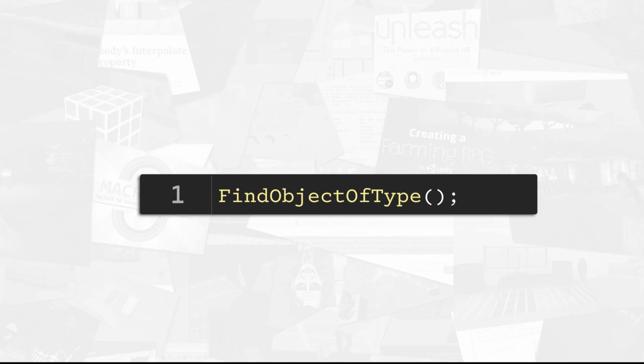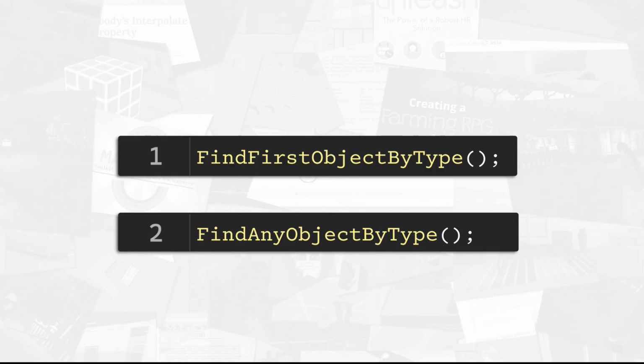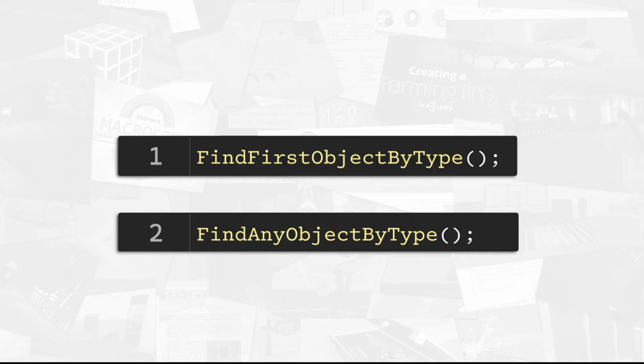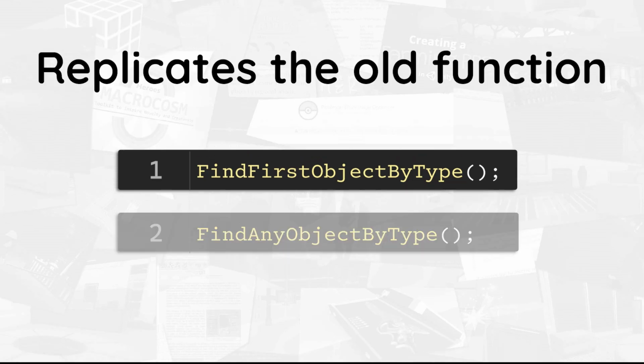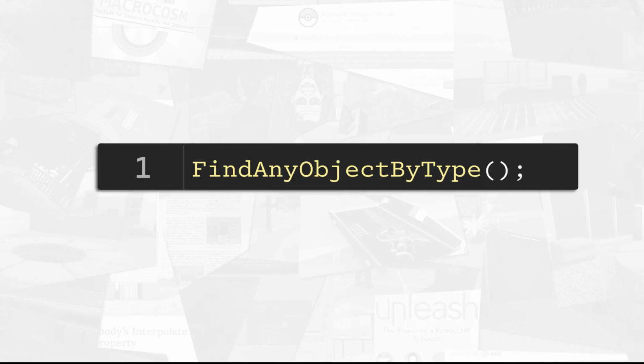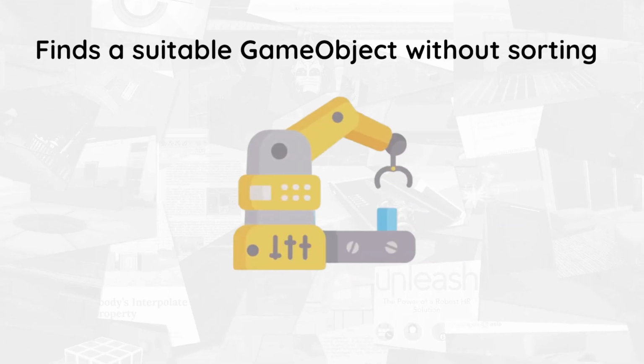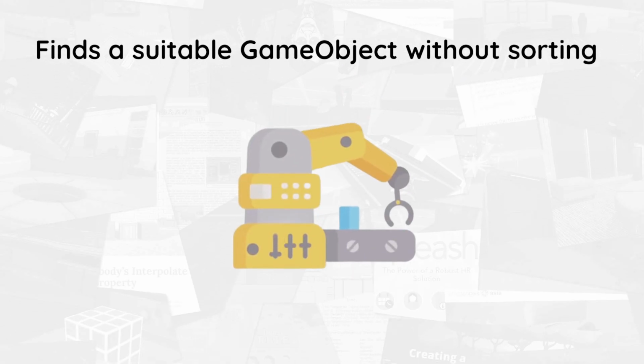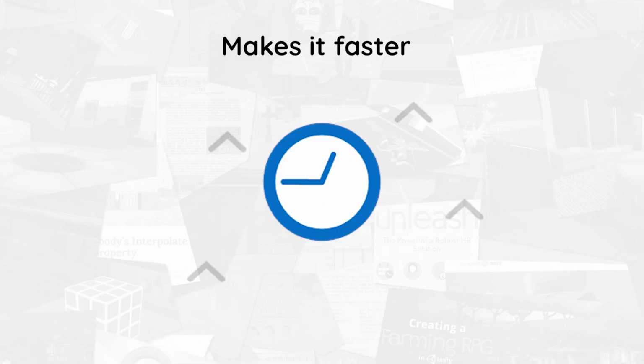The FindObjectOfType function was replaced with FindAnyObjectByType and FindFirstObjectByType. The FindFirstObjectByType function replicates the old functionality of FindObjectOfType, while FindAnyObjectByType finds a suitable game object without doing the sorting by instance ID, which makes it faster.